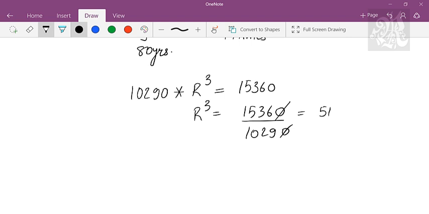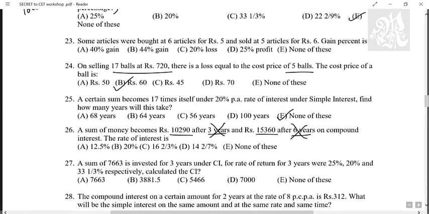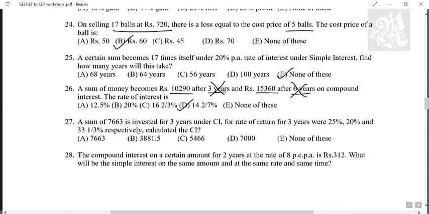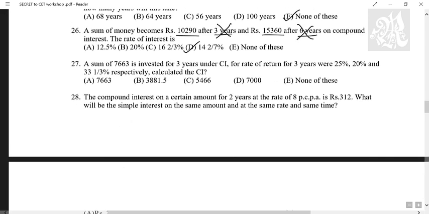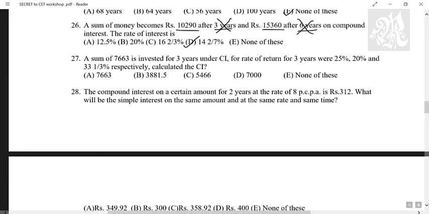So I have 512 over 343. So R is going to be 8 over 7, which means 8 over 7 is the compounding, which means every year the growth is 1/7. 1/7 is nothing but 14 by 7%. Right, it's as simple as this. So it's that easy. Nothing to be done here.